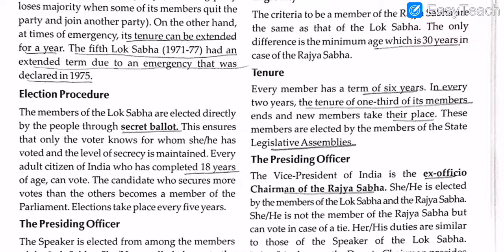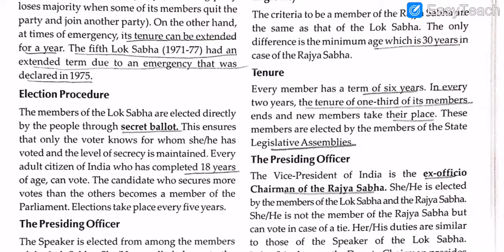She or he is elected by the members of the Lok Sabha and the Rajya Sabha, and is not a member of the Rajya Sabha but can vote in the case of a tie. Her or his duties are similar to those of the Speaker of the Lok Sabha. In her or his absence, the deputy chairman presides over the meetings, and the deputy chairman is chosen by the members of the Rajya Sabha.